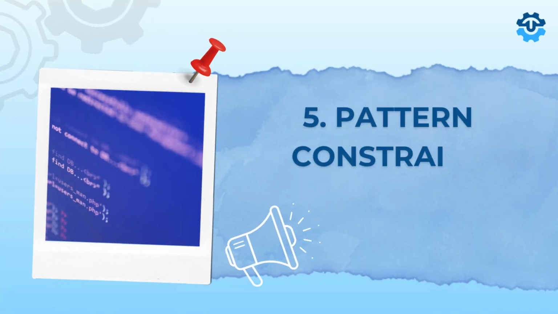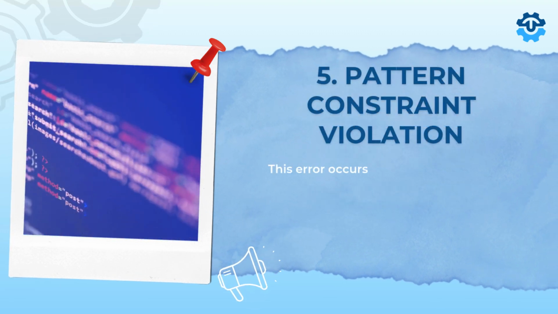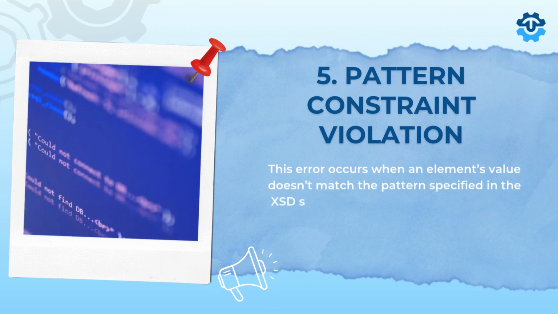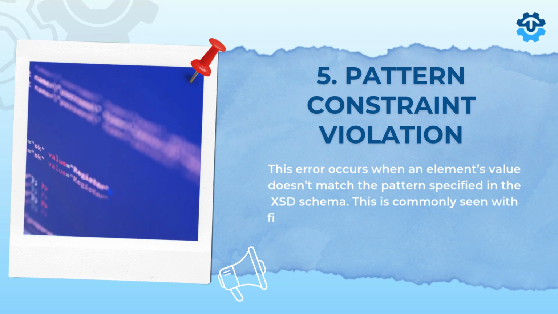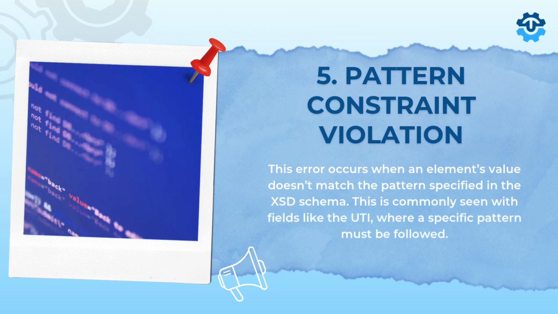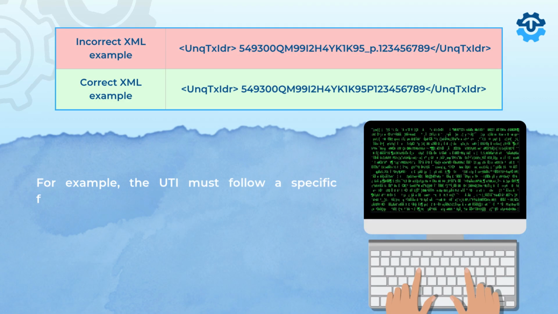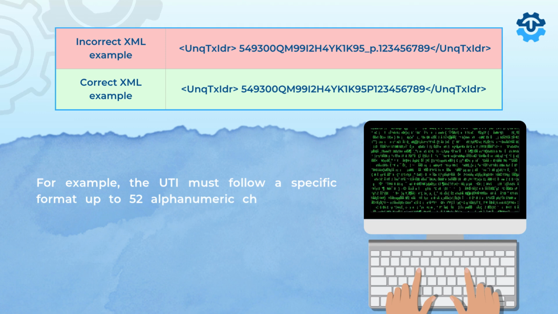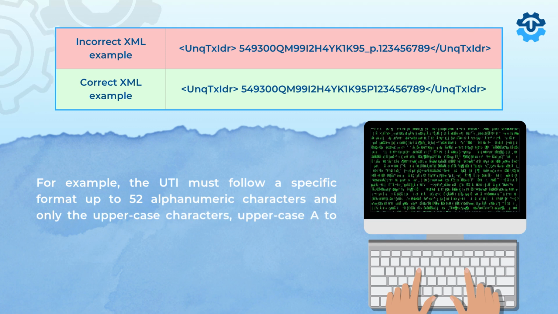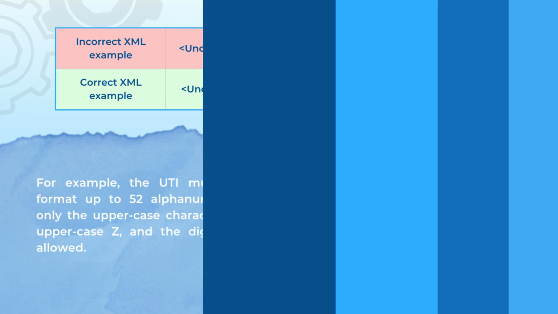Error 5. Pattern constraint violation. This error occurs when an element's value doesn't match the pattern specified in the XSD schema. This is commonly seen with fields like the UTI, where a specific pattern must be followed. For example, the UTI must follow a specific format: up to 52 alphanumeric characters, and only the uppercase characters, uppercase A to uppercase Z, and the digits 0 to 9 are allowed.